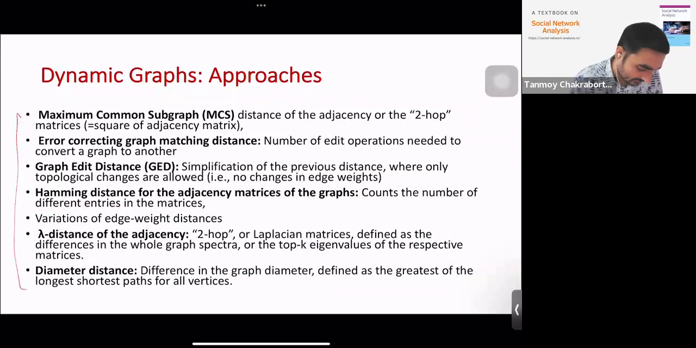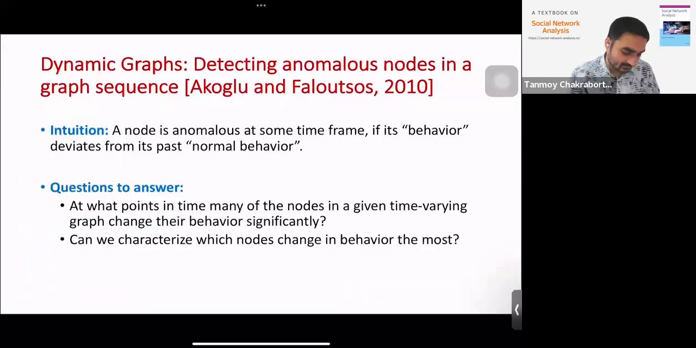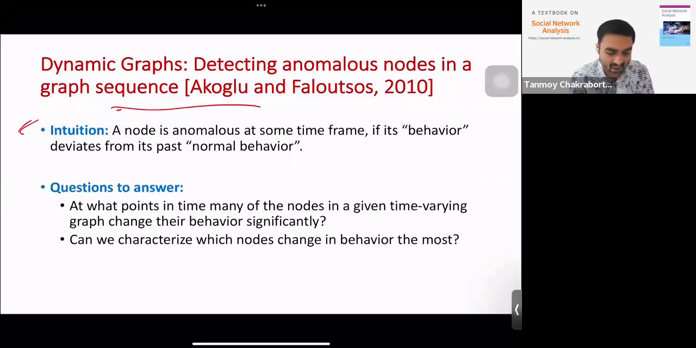This is the overall idea of how people generally address this problem. People try to use something called maximum common subgraph. There's something called graph edit distance, Hamming distance between the adjacency matrices, and some sort of diameter distance, and so on and so forth. There are many such proposals. But this one is very interesting. This one was proposed by Leman Akoglu and Christos Faloutsos in 2010, and the problem definition is the same. A node is anomalous at some time frame if its behavior deviates from its past normal behavior.